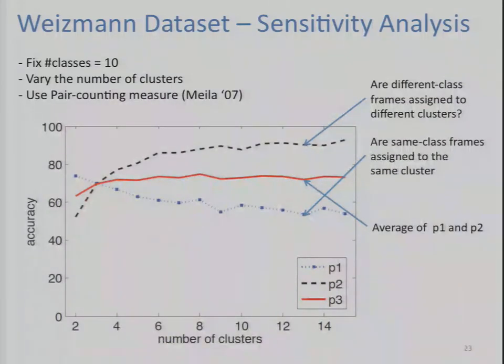And the red curve here is the average of the two. And as you can see, if you look at the average of these two curves, then they are quite stable even with different numbers of clusters.